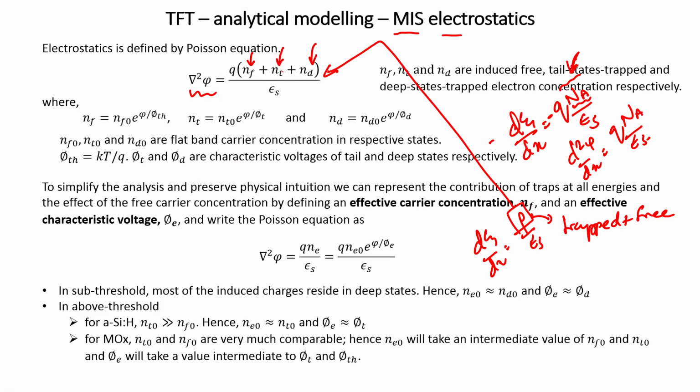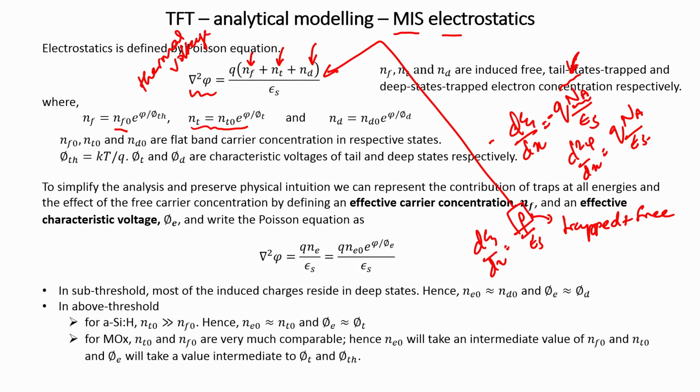Now, each one of these terms depends upon the potential that is applied. So, this is a Poisson's equation which will also have the potential term on the right hand side, and all of you are familiar with the means to solve this particular equation. The free carrier concentration will have an e to the power phi by phi th term, where this is the thermal voltage. The trapped carrier concentration in the tail states will have an e to the power phi by phi t term, where this is the characteristic voltage of the tail state trapped charge, and the deep trapped charge carrier concentration will have an e to the power phi by phi d term, where phi d is the deep state characteristic voltage.